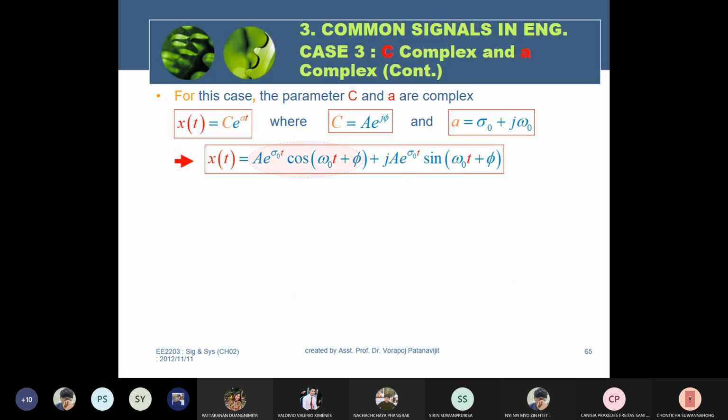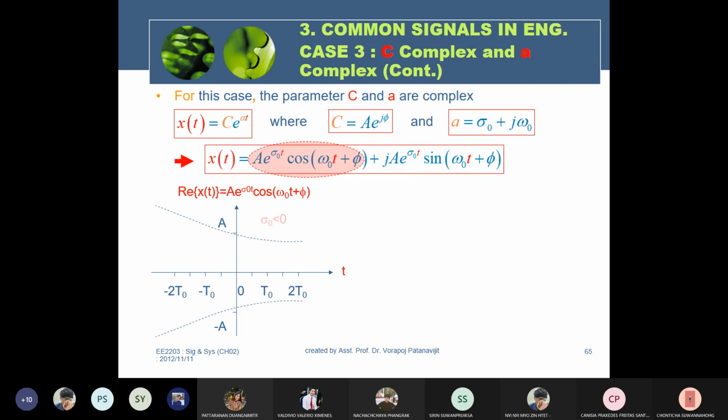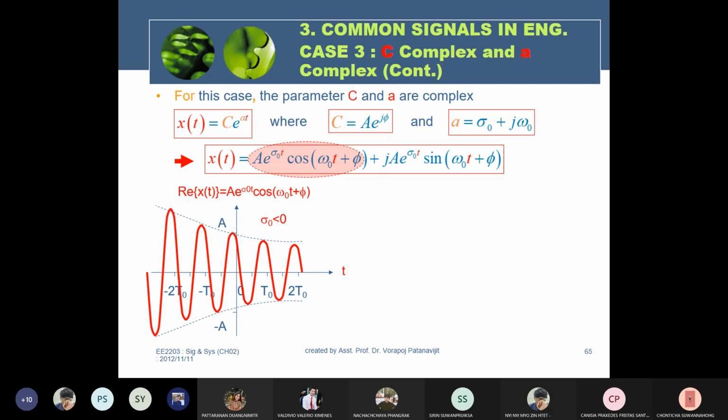Now in another case, if gamma is negative, the shape of this will be a decaying exponential. The middle waveform is still a cos function. This term is still a cos function, shifted by phi.